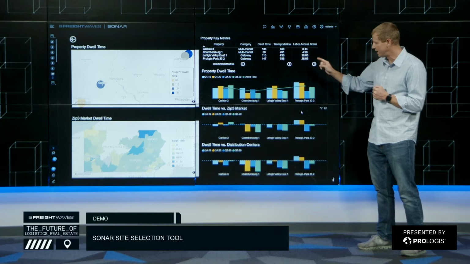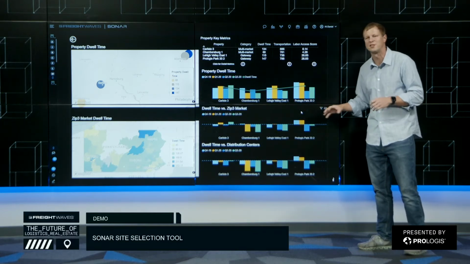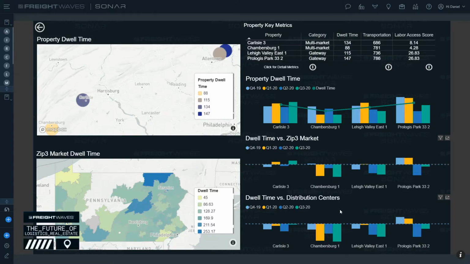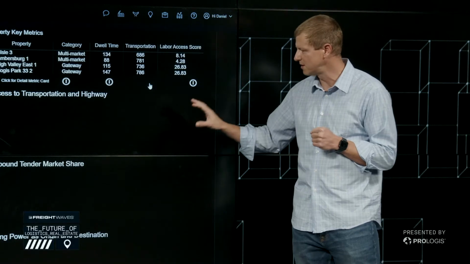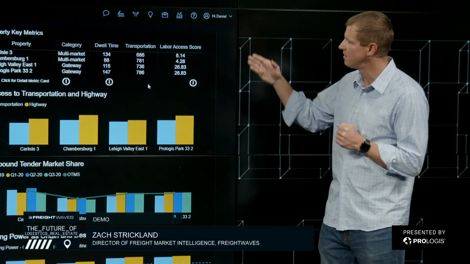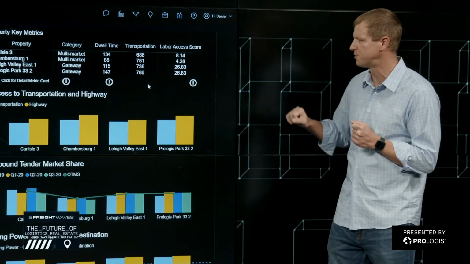Keeping that in mind, we go ahead and knock on down to the dwell time versus distribution centers nationally. How do these places stack up versus the national average? Chambersburg 1 is still leading the way, but all these other facilities are not that bad except for that Prologis Park 33-2, still slightly above average until you get into the third and fourth quarter, or the second and third quarter of this year, I should say. So again, knowing this, we can move on to the next step, which is looking at transportation. We've established that one facility, Carlisle 3, has some of the best dwell time. Keeping that in mind, let's look at the categories for transportation and break this down.